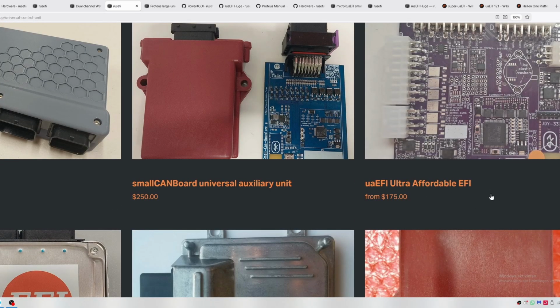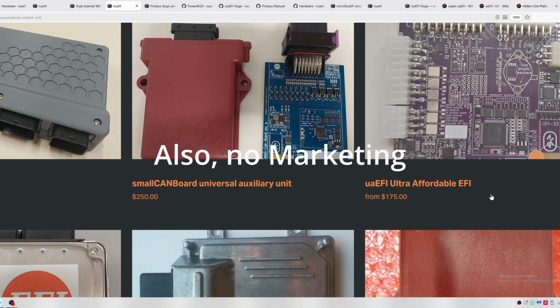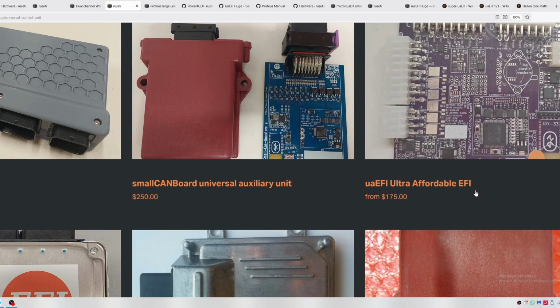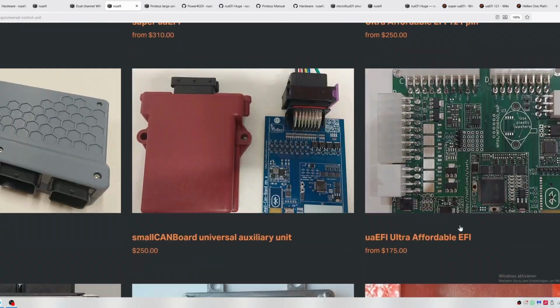You may wonder, well, where does this cheap price then come from? It is actually by them not having to have a support, or not being required to support anything, or to talk to people and solve their problems. It is community support only, and that's why these ECUs are so cheap.